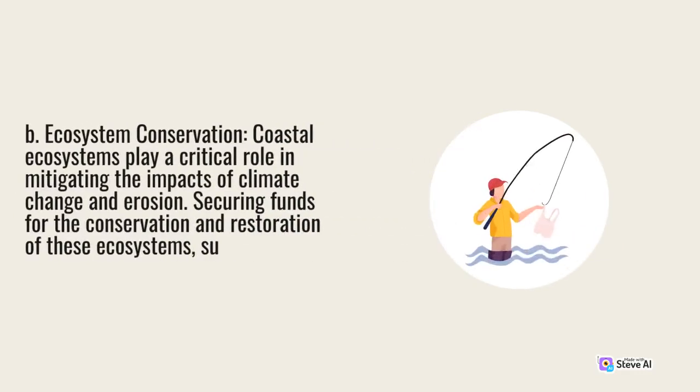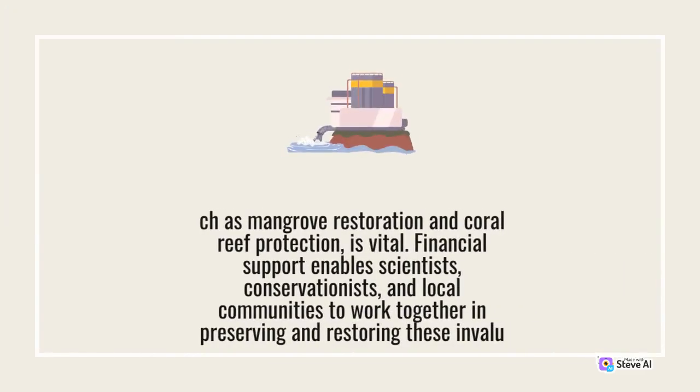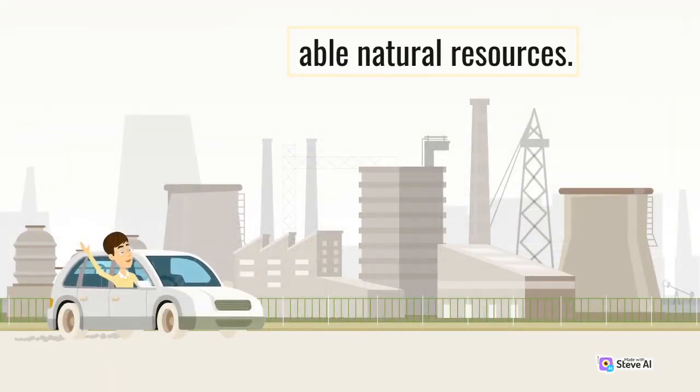B. Ecosystem conservation. Coastal ecosystems play a critical role in mitigating the impacts of climate change and erosion. Securing funds for the conservation and restoration of these ecosystems, such as mangrove restoration and coral reef protection, is vital. Financial support enables scientists, conservationists, and local communities to work together in preserving and restoring these invaluable natural resources.